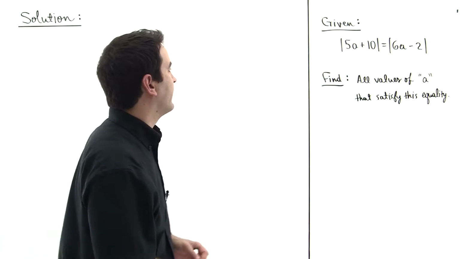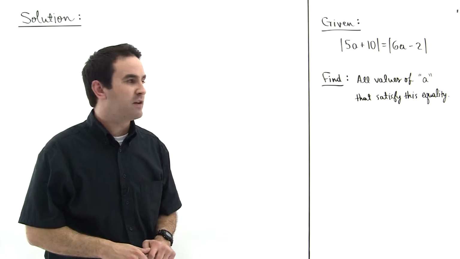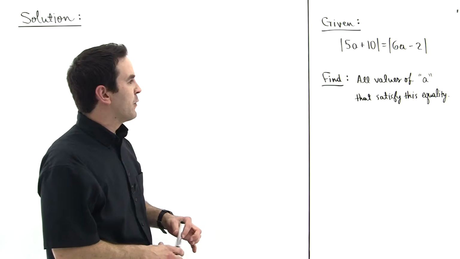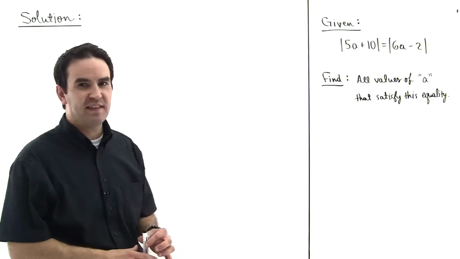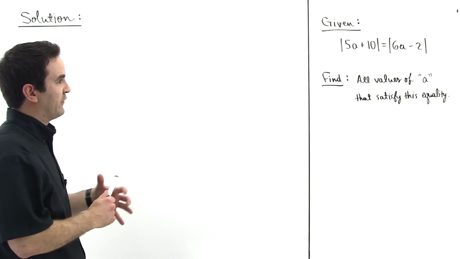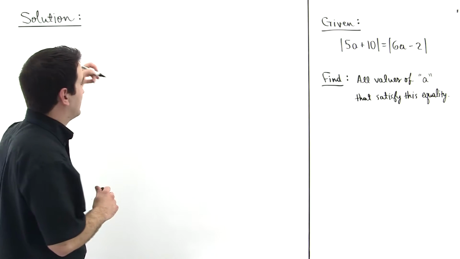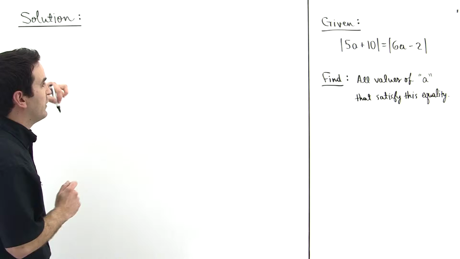We're given the equality: the absolute value of 5a plus 10 is equal to the absolute value of 6a minus 2. We're asked to find all values of a that satisfy this equality. One way to do this is to take the left side of the equation, drop the absolute values, and solve it two different ways.